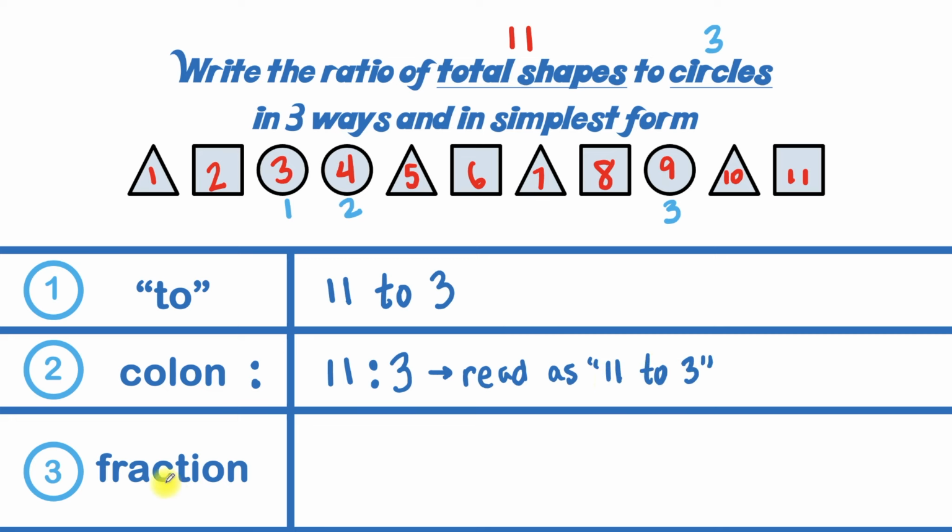And finally, we'll represent this ratio using the fraction form. The first number is going to be the top of our fraction. So we'll write 11 on top, and then we'll write our fraction line, and then we'll write the bottom value, which is the second term in our ratio. That's the number of circles, which is the number 3. So we've got 11/3. Now, even though it literally says here 11/3, it's the same exact thing as with colons. Even though you write it like this, you would read it using the word to. So we would write 11/3, but we would read it as 11 to 3.